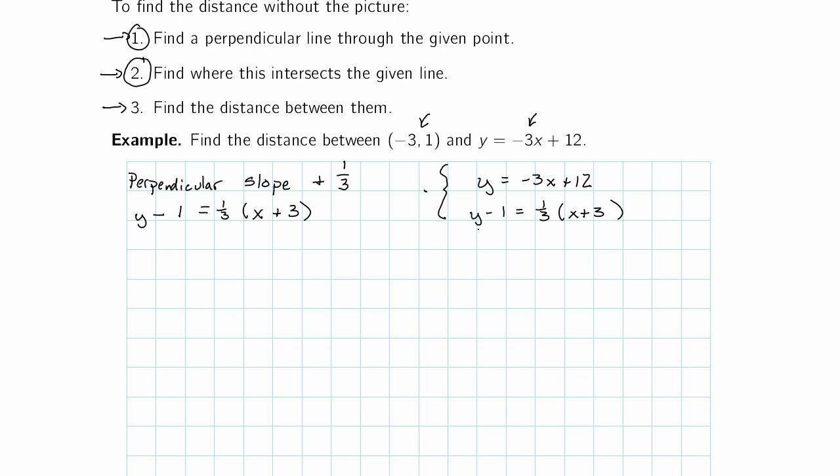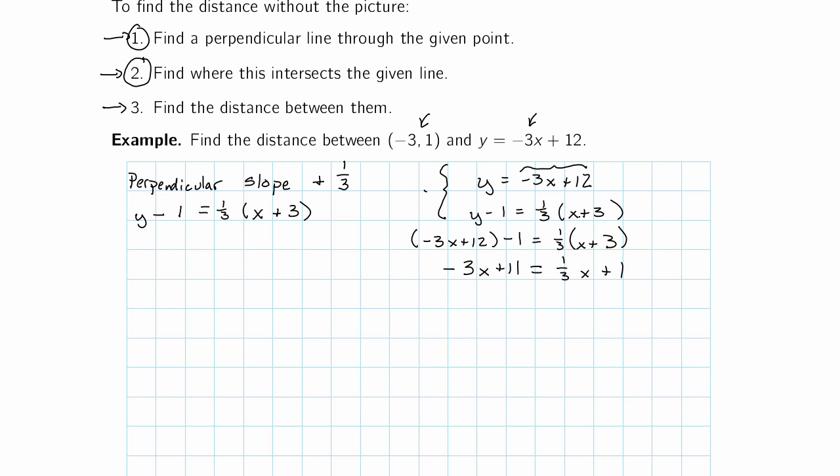So replacing y in the second equation by the expression that it's equal to, I get negative 3x plus 12 minus 1 equals 1/3 x plus 3. On the left, those parentheses aren't doing anything, so I can combine like terms. I have negative 3x plus 11. On the right, I'll distribute and have 1/3 x plus 1.